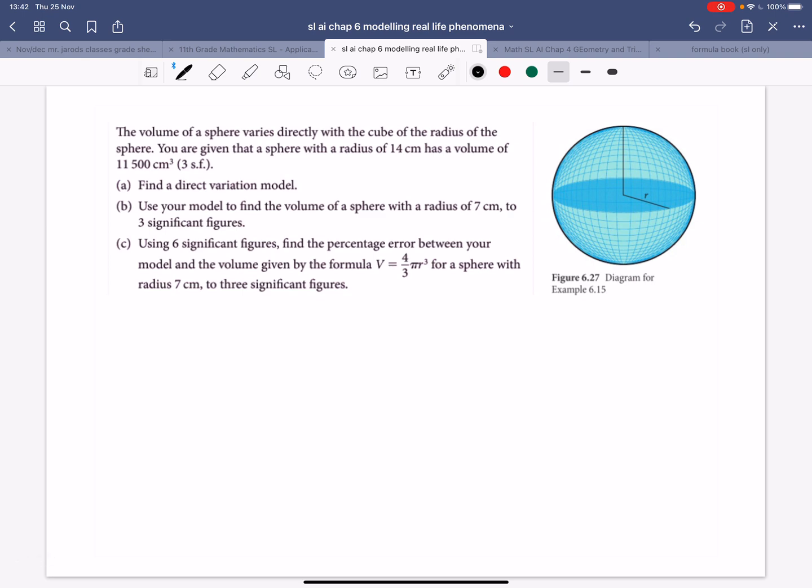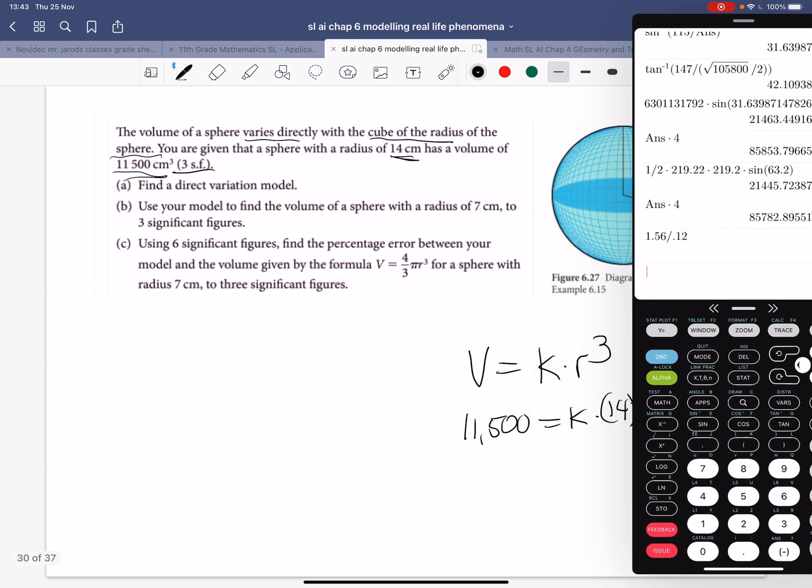The volume of a sphere varies directly with the cube of the radius of the sphere. You are given that a sphere with a radius of 14 centimeters has a volume of 11,500 centimeters cubed to 3 significant figures. Okay, so the volume of a sphere varies directly, so there's some constant, k, times the cube of the radius. So the volume is 11,500 equals k times 14 cubed. So we've got to use this to figure out what our k is.